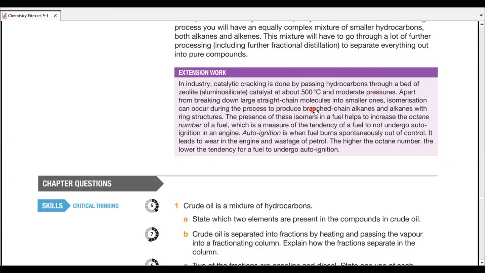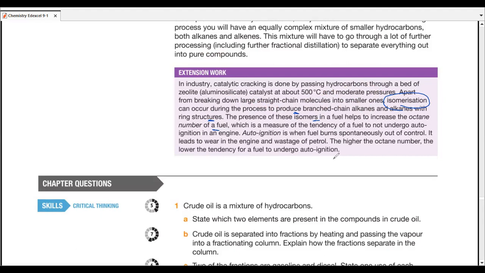Apart from breaking down large straight chain molecules into smaller ones, we also have one more process, isomerization, which can occur during the process and produce branched chain alkanes and alkanes with ring structures. The presence of these isomers in the fuel helps increase the octane number of fuels. Octane number is actually the measure of the tendency of fuels not to go through auto ignition in an engine.